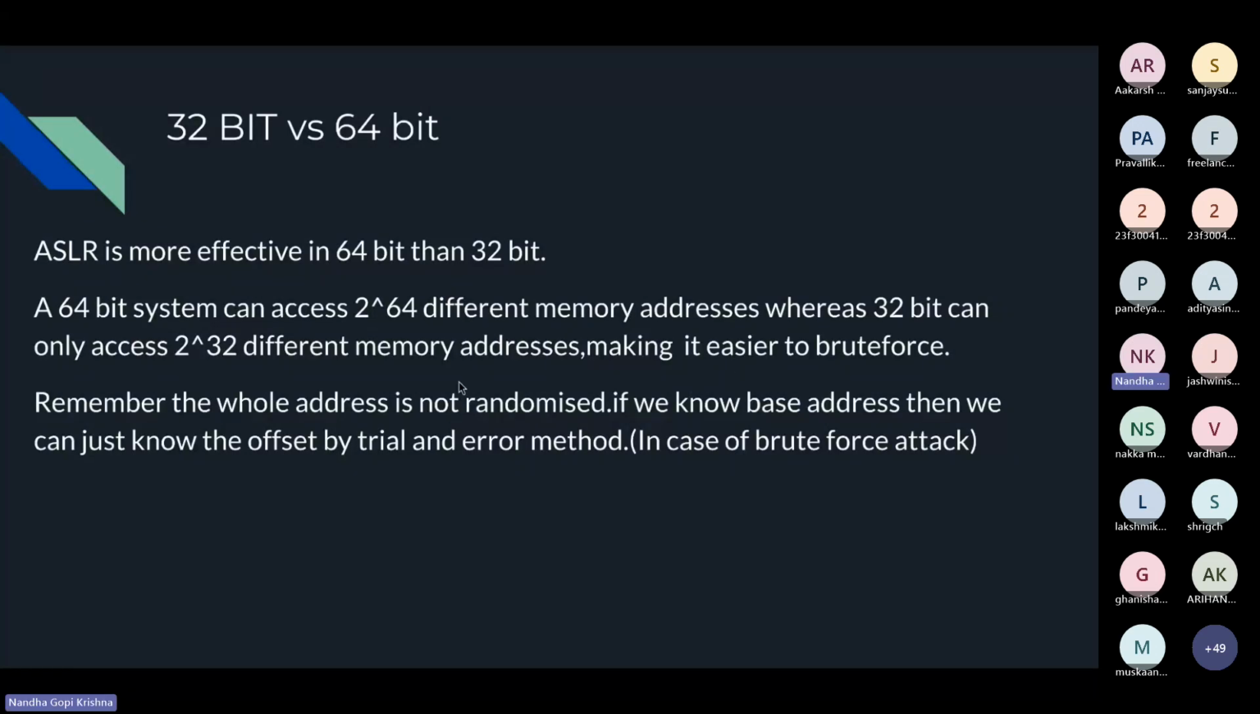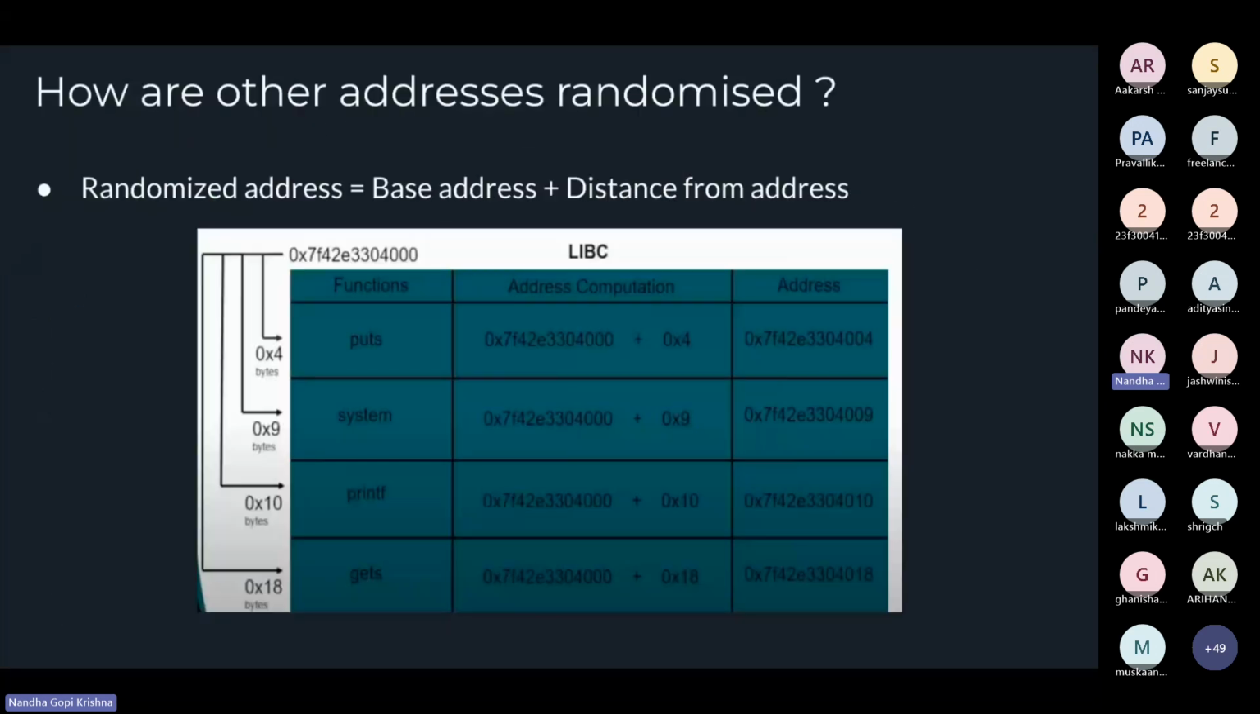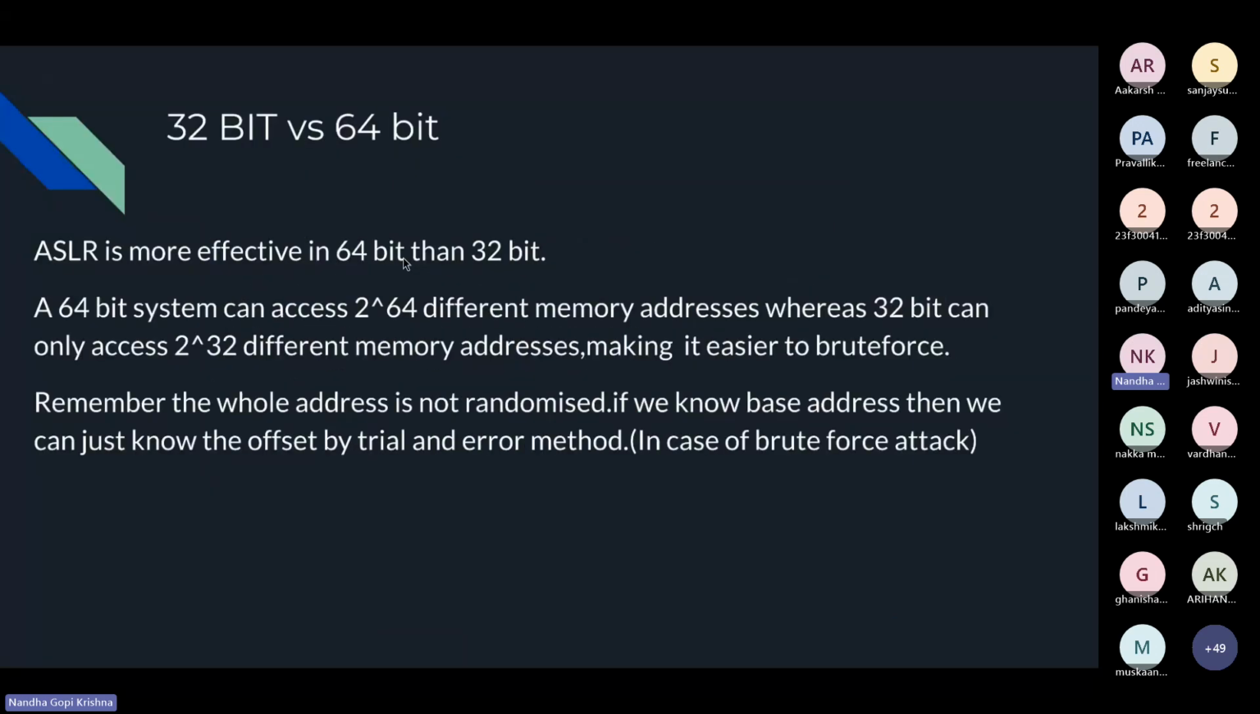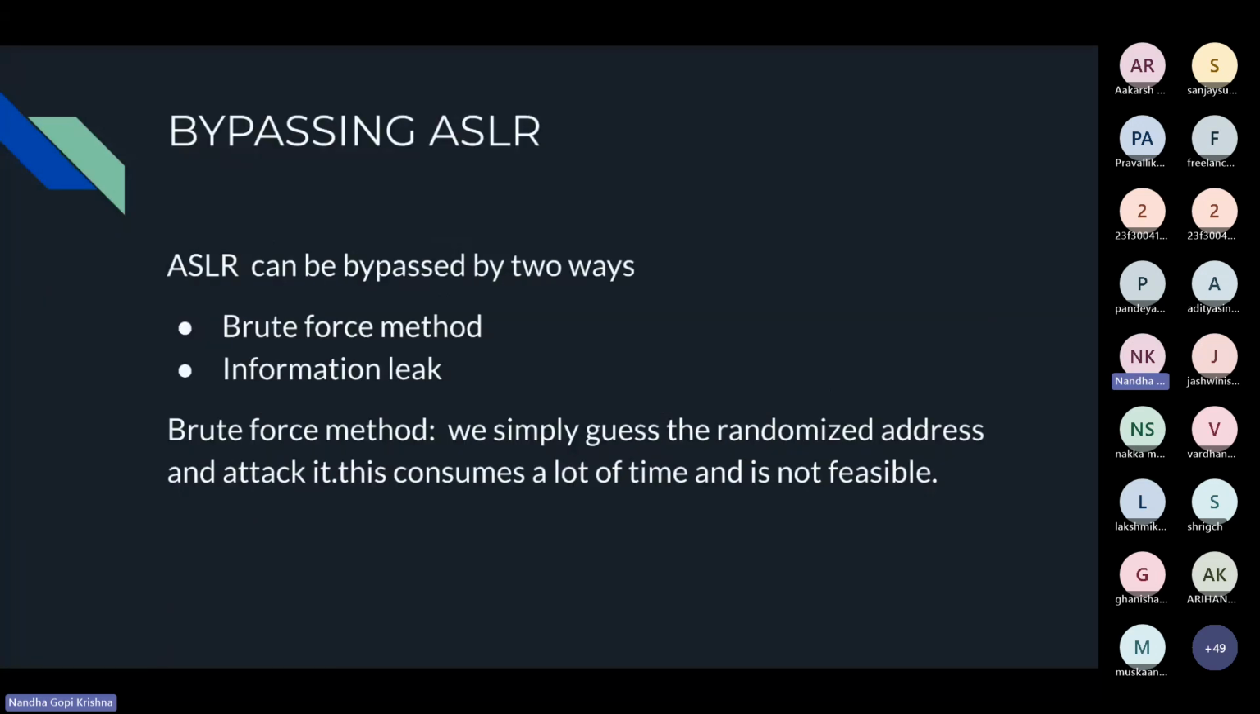I'll once again explain why we just need the base address. As you can see over here, the randomized address for any function or variable in a shared library or stack is simply an offset from the base address. So if we somehow know the base address, then it is essentially the same as earlier. We can access any memory location we want, since the base address is the only thing that is randomized.